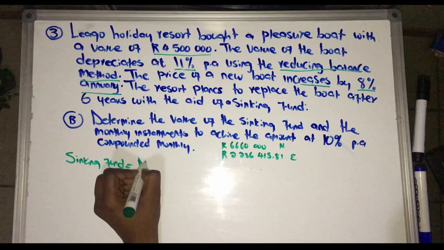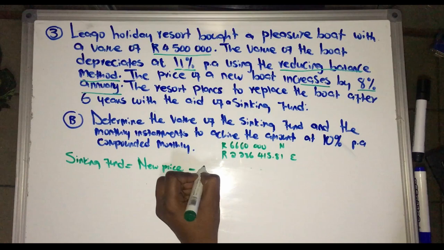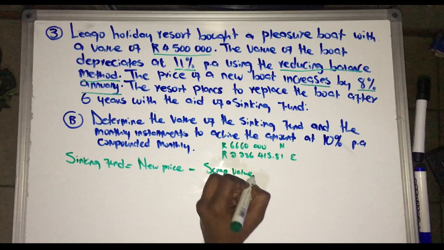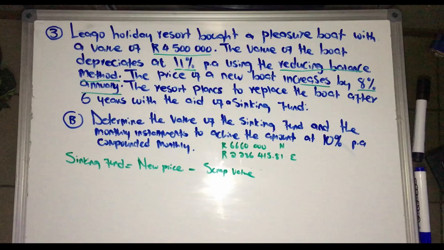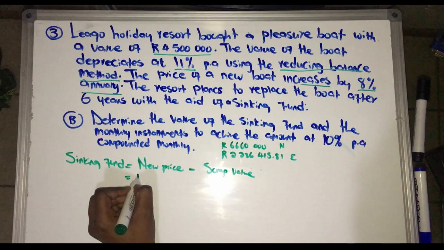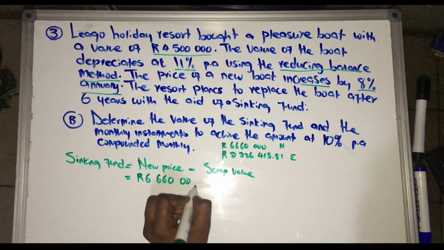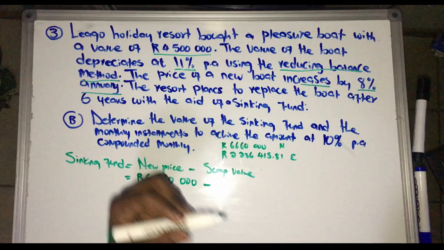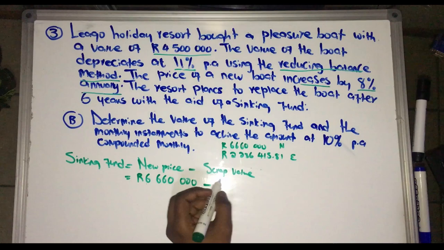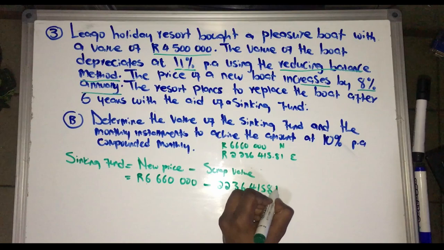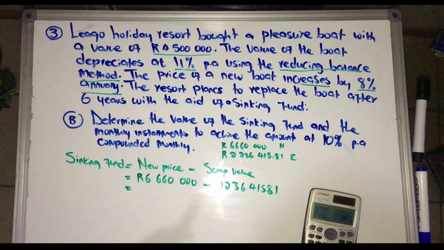The sinking fund is the new price of the boat minus the scrap value. The scrap value being the value of the depreciated current boat. So the new boat will cost 6,660,000 rands, and the scrap value, the current boat depreciated from 4.5 million to 2,236,415.81. So the sinking fund, which is the amount at the end of 6 years, for buying the same boat whose value has increased, will be 4,423,584.19.